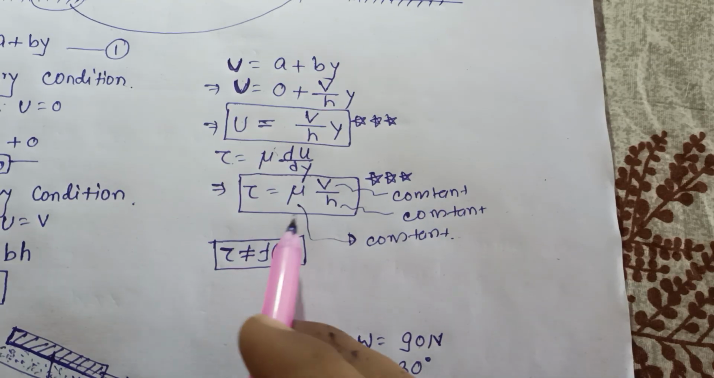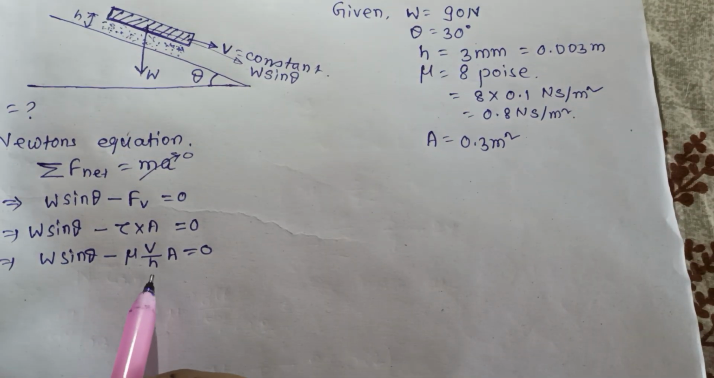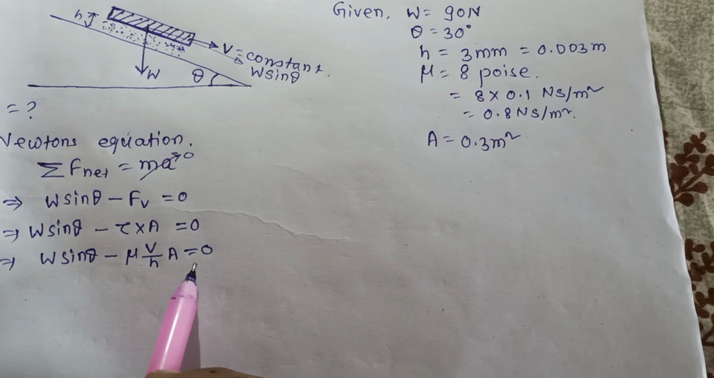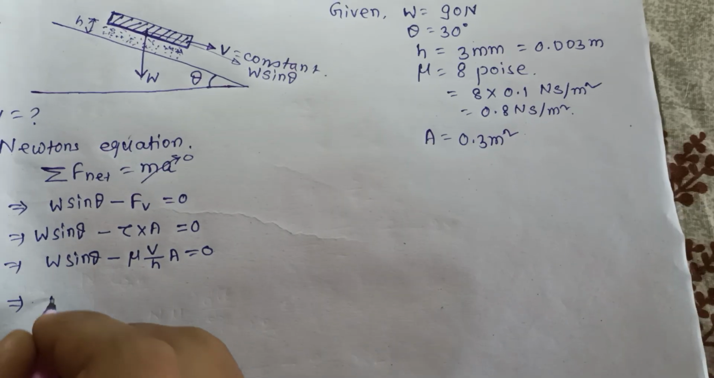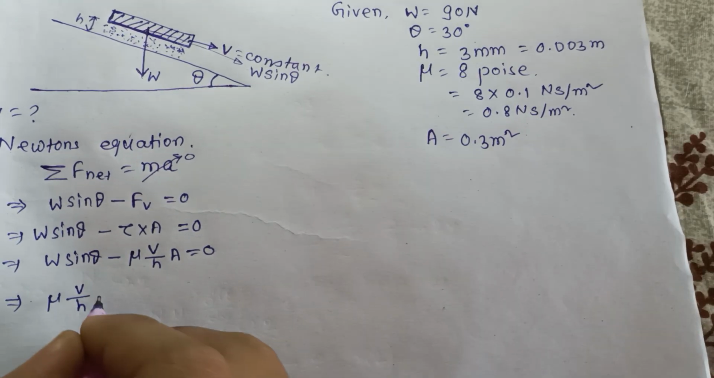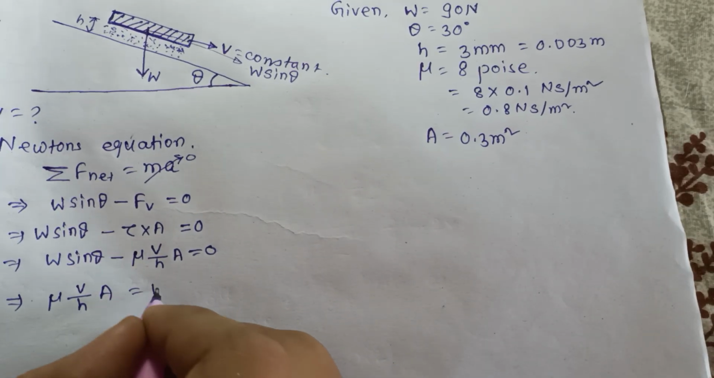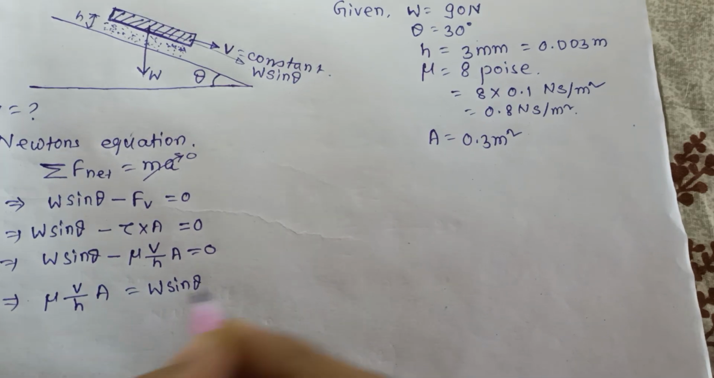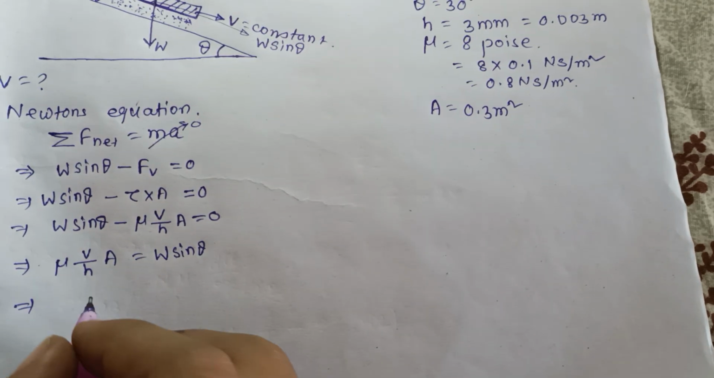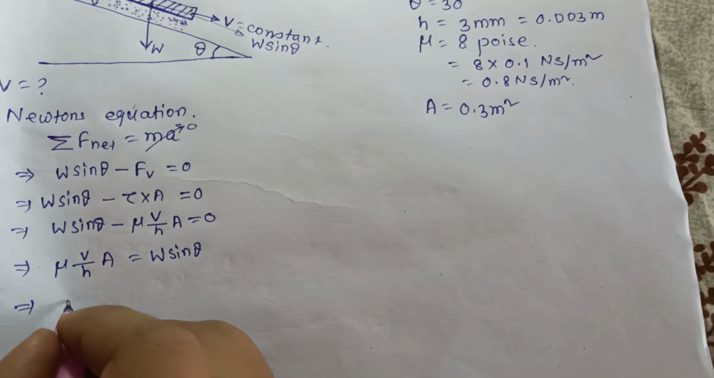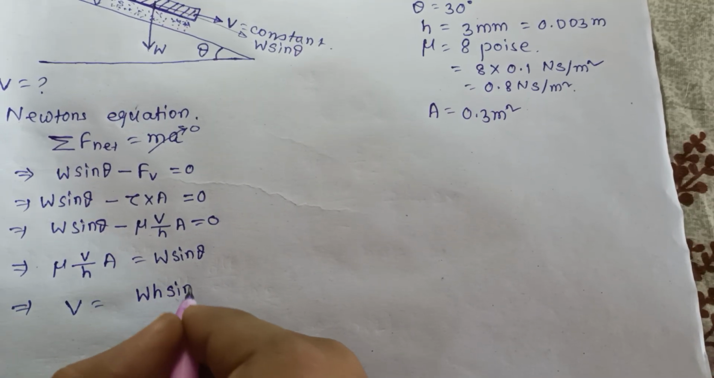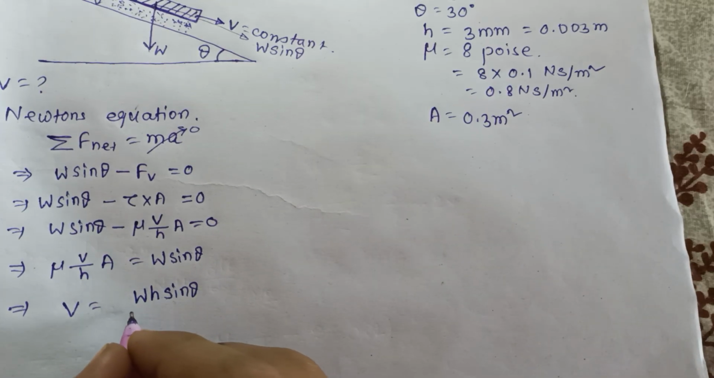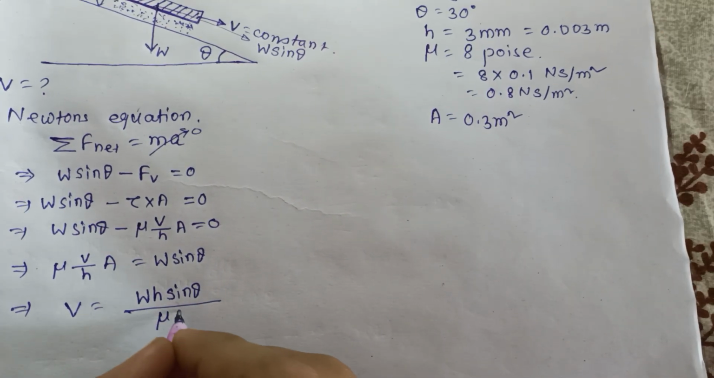So here we calculate tau, that is equal to mu into V by H, so mu into V by H into A. Now from here, mu V by H into A is equal to W sin theta. So from here, V is equal to W H sin theta divided by mu into area.